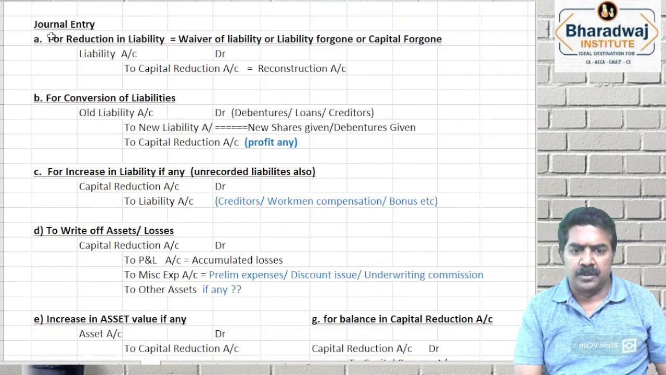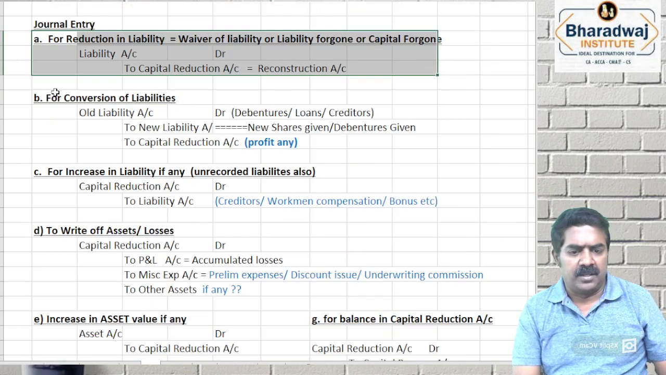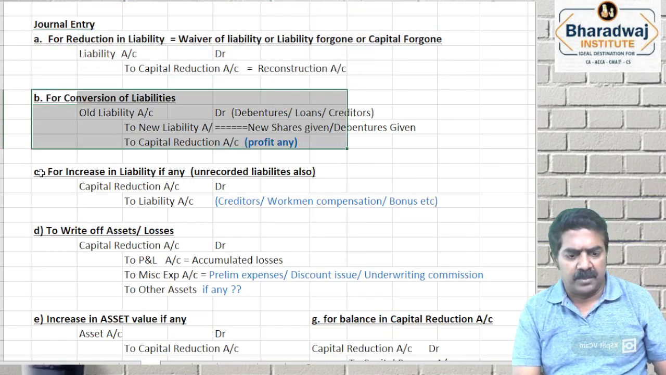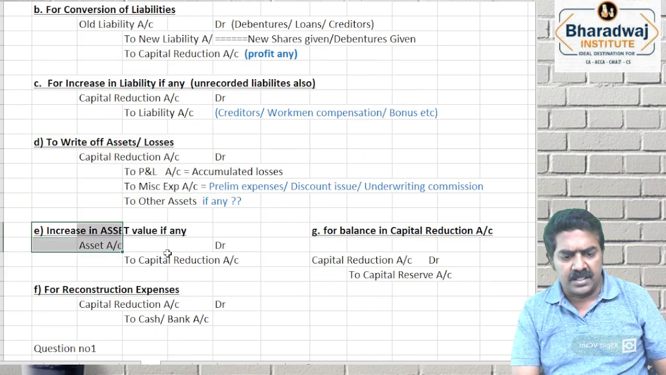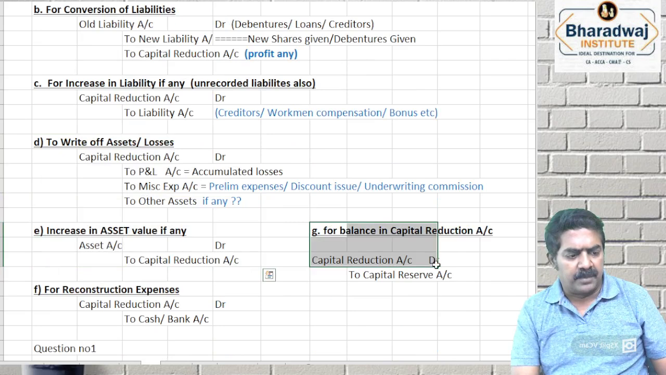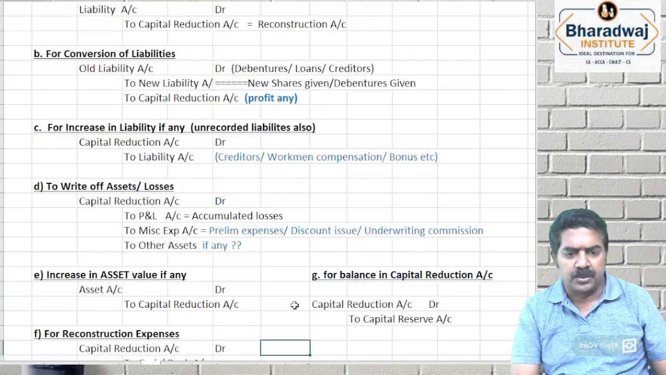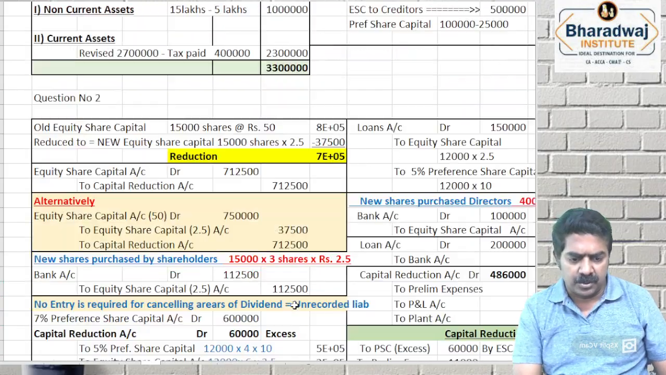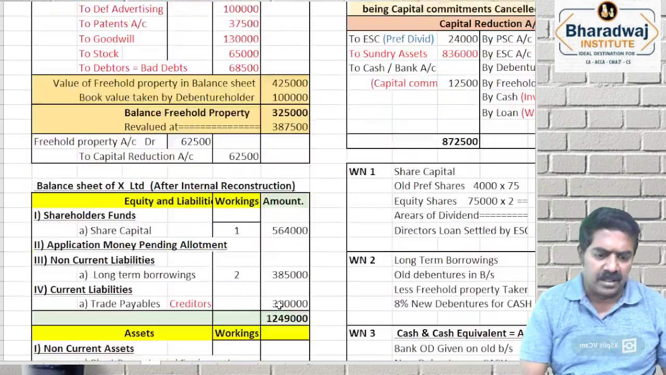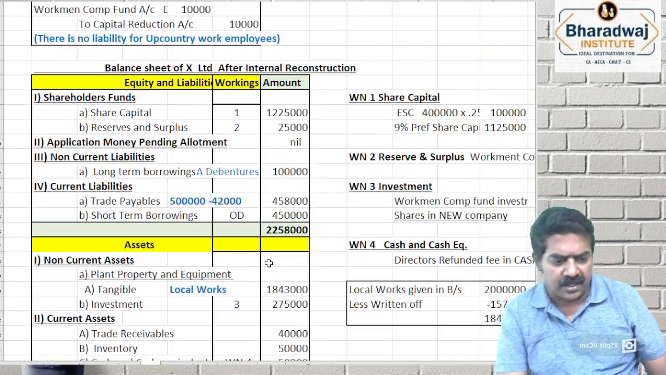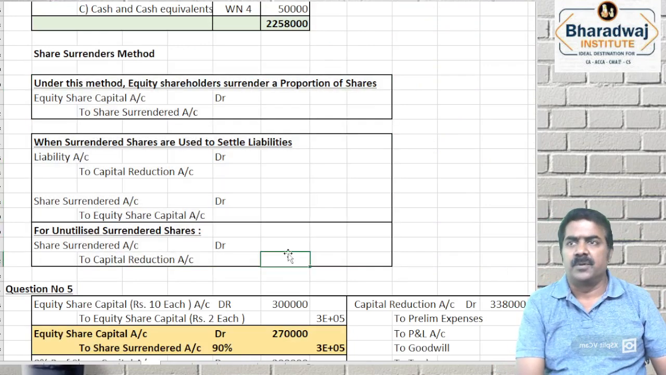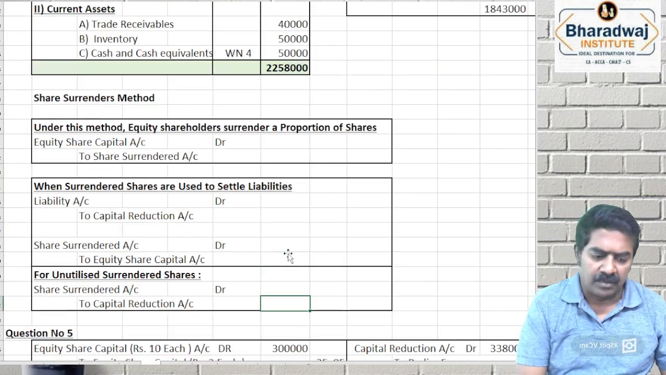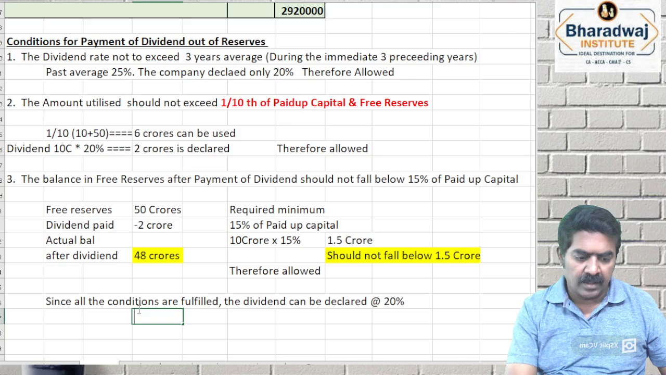We would have seen it in the journal entry. Reduction in liability, conversion of liability, increase in liability, writing off assets, increase in assets if any. If there is a balance in capital reduction, we transfer it to capital reserve. Reconstruction expenses, what to do. Just 6 entries I request you to go through. Then we have done one method called which method? Share surrender method we would have seen. For that, extra entries, 2-3 entries you would have learnt. Just go through, have a break, then we'll continue.